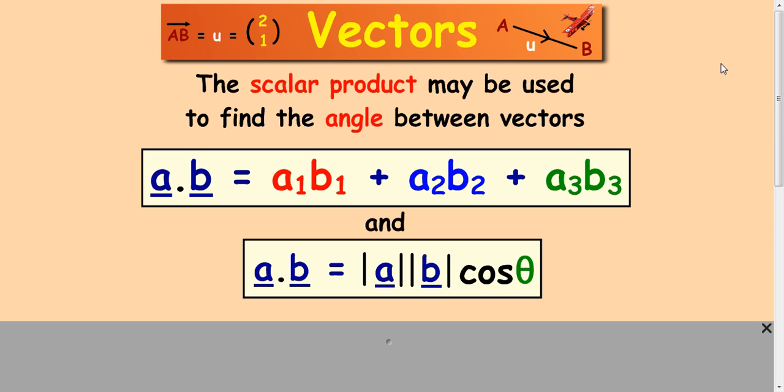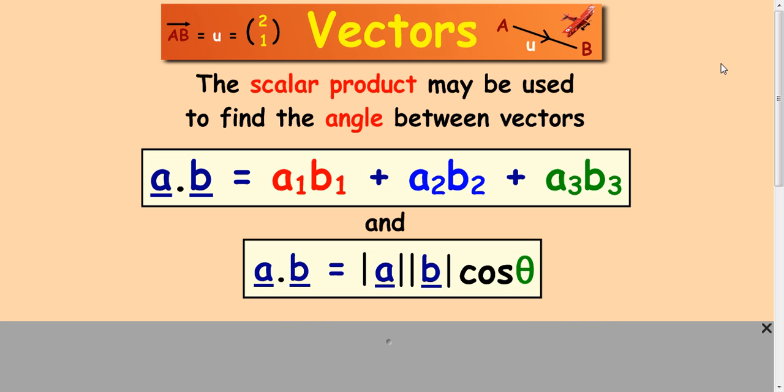In this lesson, we're going to use the scalar product to find the angle between two vectors. So far we've used these two formulas that are on the screen, that are both in the formula sheet. We've got a dot b is equal to a1b1 plus a2b2 plus a3b3, the component form of the scalar product. And we've got a dot b equals the magnitude of a times the magnitude of b times cos of theta.